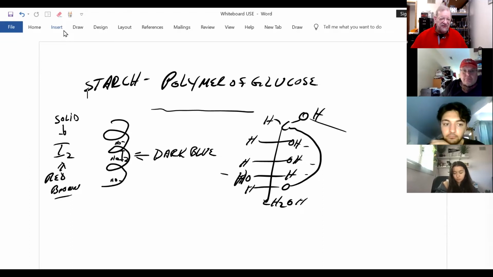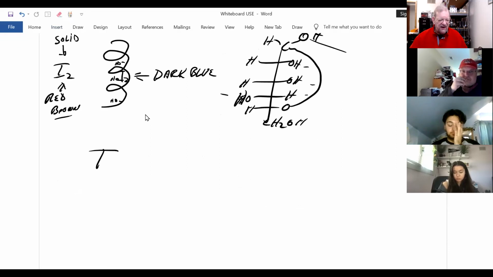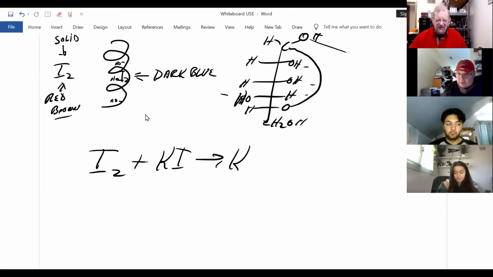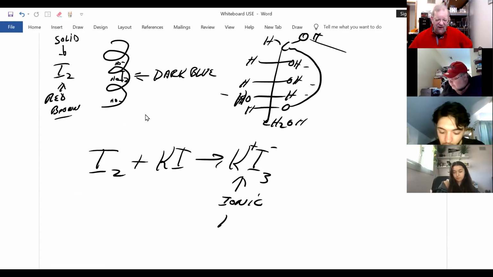So someone found out the following: if you take iodine and react it with potassium iodide, you get this potassium, K plus I3 minus, potassium triiodide, whatever. And this is now ionic and water soluble. And now you can make a solution. Actually, they also put some ethanol in there to help make it more water soluble.